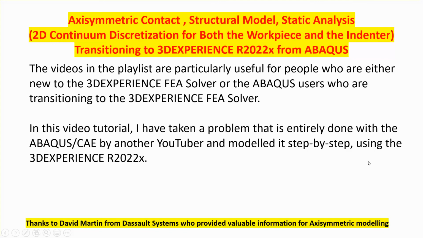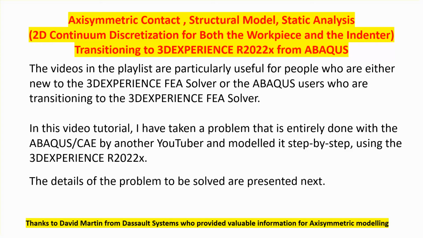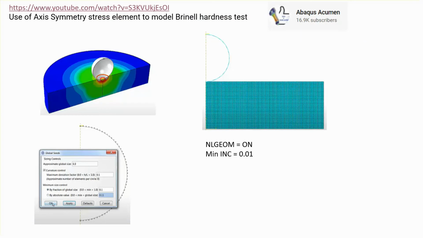So I'm indebted to David Martin of the SAS system, who gave me valuable information and the know-how on how to do axisymmetric modeling in 3D Experience. The problem that I'm going to be doing is actually the work of this gentleman. It's a very good tutorial which shows you how to do this problem in the ABAQUS CAE, except that some of the things that he's doing are not going to be in this particular video. Okay, the problem is the same, but I will prepare two other videos which are doing the same problem using the axis symmetry, but in a different way.